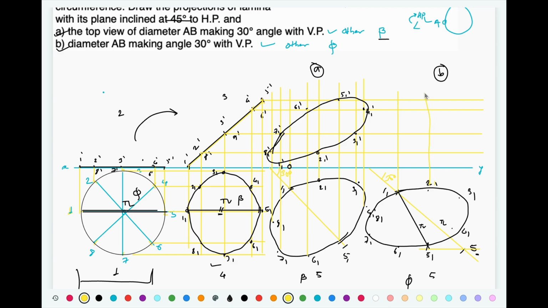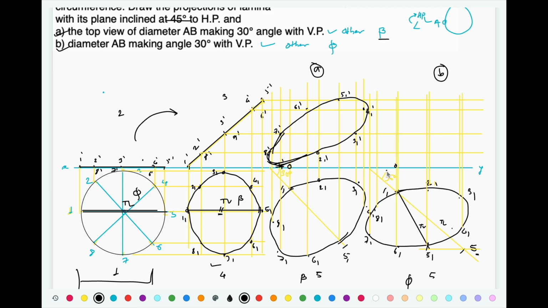This is 1, this is 2, this is 3, let's say this is 4, this is 5, this is 6, this is 7, and this is 8. Now mark the respective points. Oh sorry, this was supposed to be on XY, I drew it above XY, but that is part of XY.